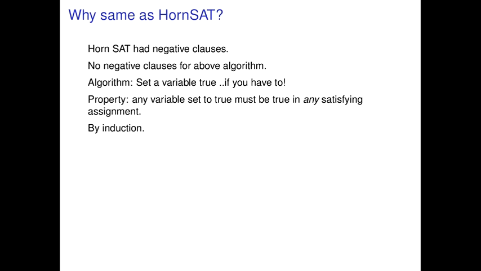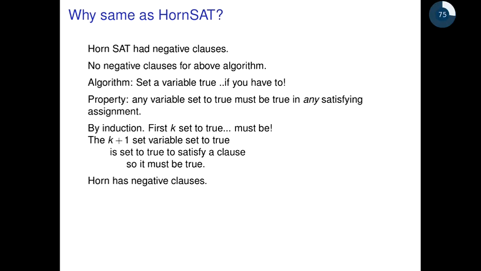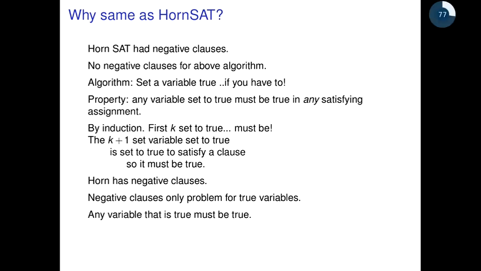Now once we do that, by induction, the first k that were set to be true had to be true. We knew that. And then the k plus first variable has to be true because all the ones on the left-hand side that fired off were true, so that one had to be true. It's a triviality. So it must be true. Now, Horn has negative clauses. Negative clauses are only problems for the true variables. I already told you this proof. I'm just repeating it with the slide.